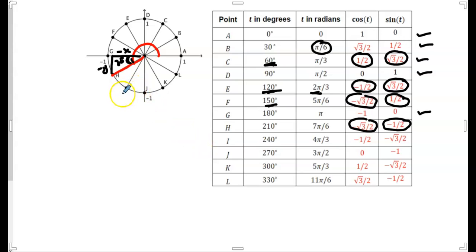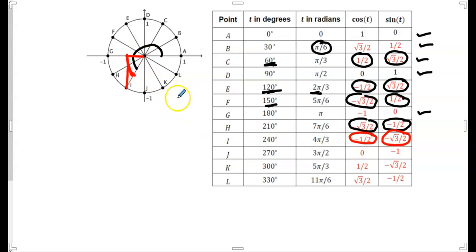When we look at the I, it is the same thing. We are looking for the reference angle, which is this, which is 60 degrees. And the y component is going to be negative, and the x component is going to be negative. And so you have negative 1/2 for cos 60 and negative root 3/2 for sin 60.